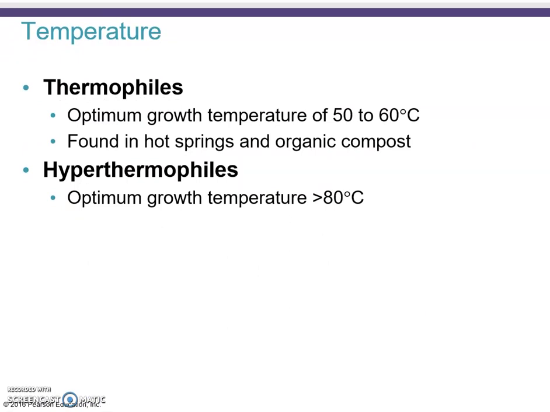Let's take a look at the thermophiles. Optimum growth temperature 50 to 60 degrees Celsius, found in hot springs and organic compost.